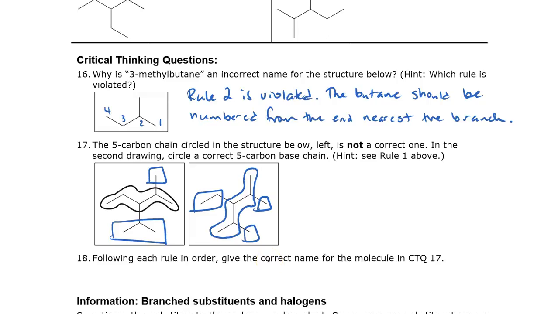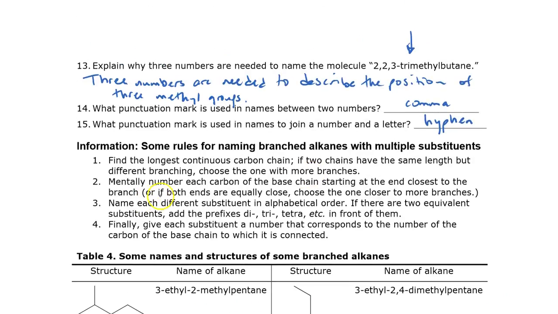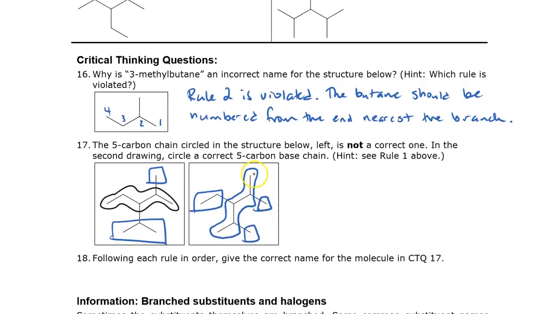All right, so I'm going to work through this one step by step. So we've already circled the correct base chain. That's rule number 1. Rule number 2, number them starting at the end closest to the branch. So if I start at this end, this is 1, 2, there's a branch. That's the same. So let me just verify. There's a branch at number 2. If I start from this end, 1, 2, 3, there's another branch. That's the same. Okay, it doesn't make any difference which end I number it from. I'm going to go ahead and write the numbers there.